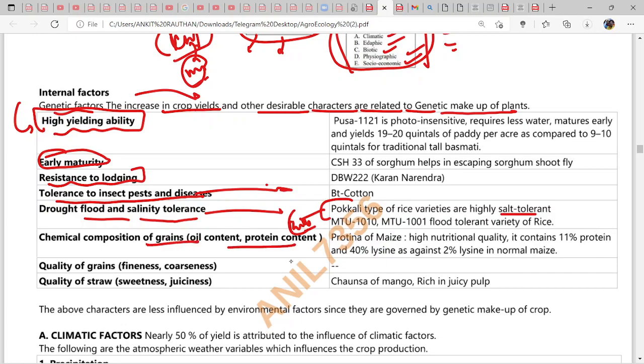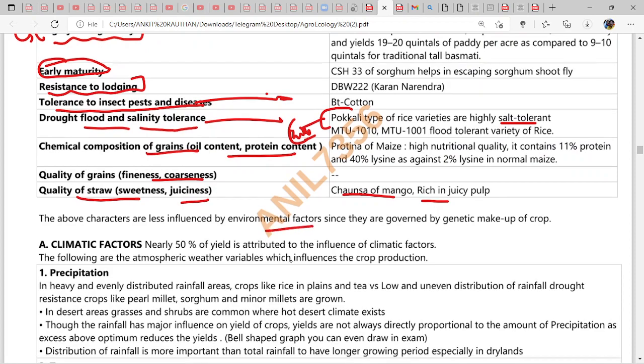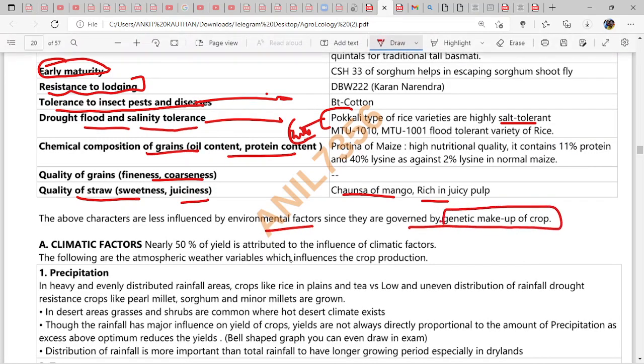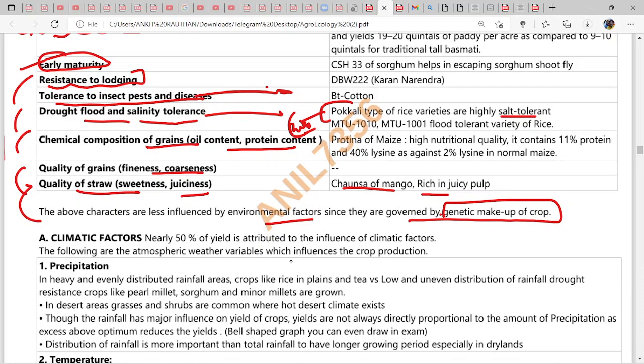Chemical composition of grains, quality of grains, quality of straw, sweetness, flavor of mango, and juicy pulp. The above characters are less influenced by environmental factors since they are governed by the genetic makeup of crops. So what will you say? Quality, chemical composition, drought tolerance, resistance, early maturity, and pest tolerance are because of genetic factors.